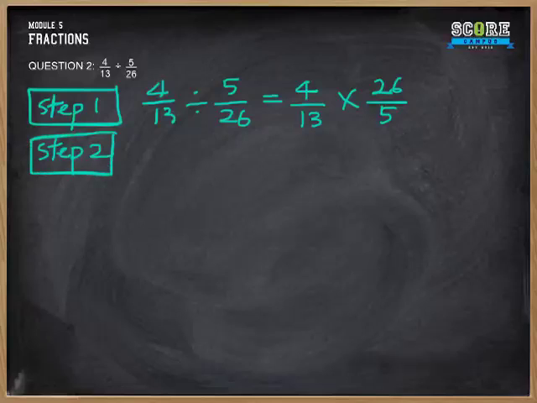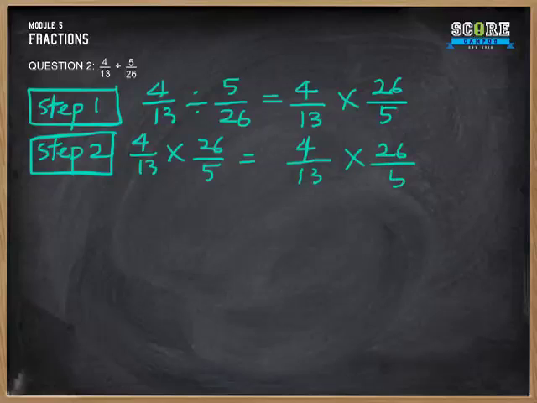4 over 13 multiplied by 26 over 5. Now, how can you simplify this? You can see that there are 2 13s in 26, am I right? So you can cancel off the 13. Write down the whole thing first. So why don't you cancel the 13? Write 1 over there. 26 divided by 13 is 2.